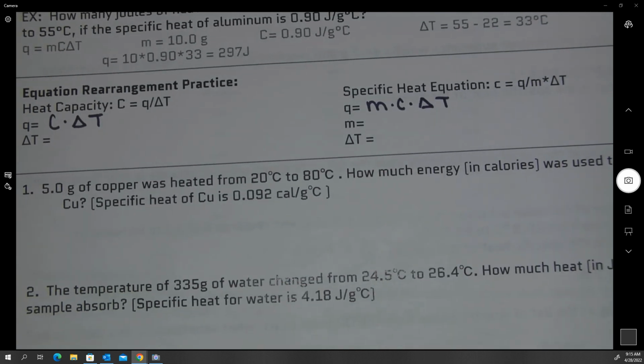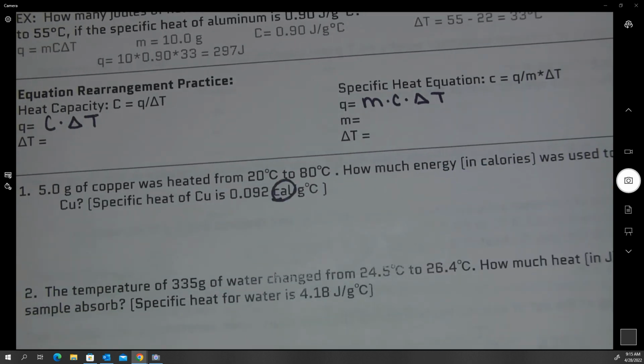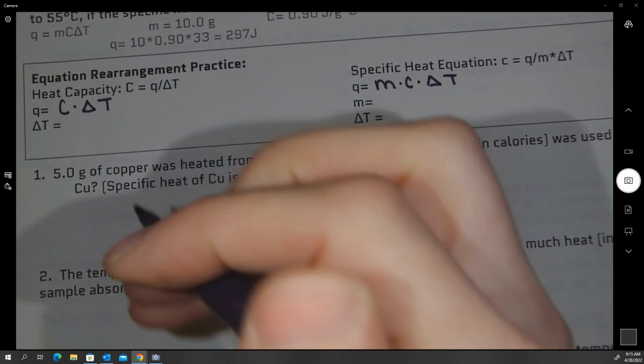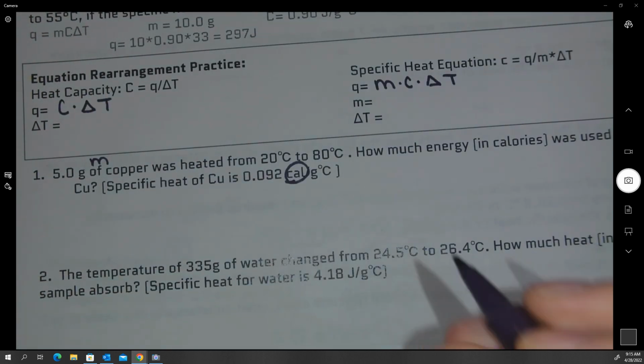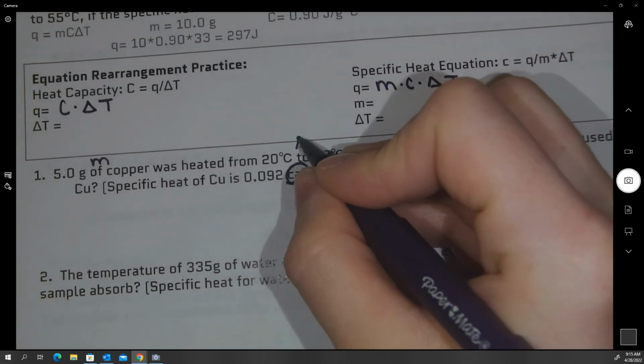I did want to do number one with you guys, though, because in number one, I give you specific heat in calories. And so I just wanted to make sure that you guys understand how to do number one. And it's the only one on here that has it in calories. I should have changed that, but I didn't. So we've got 5 grams of copper. That's going to be our mass. It's heated from 20 to 80. What's going to be my temp change from 20 to 80? 60.